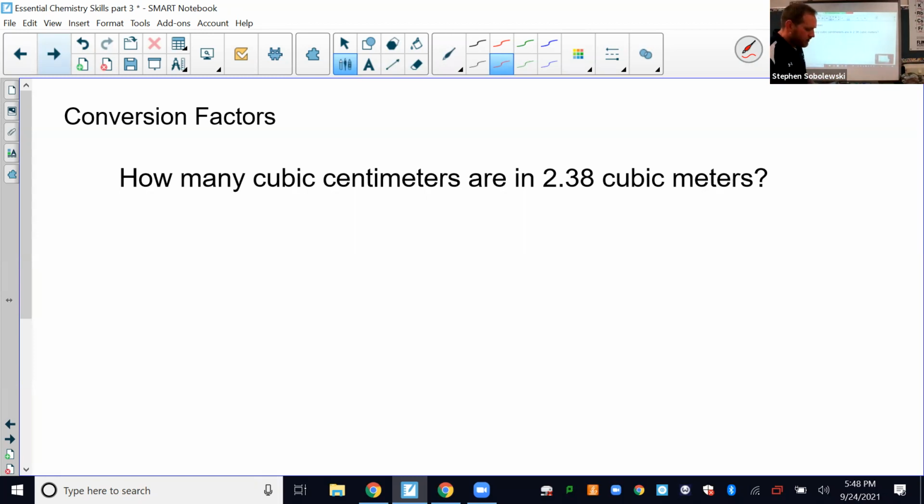Now, to solve this, what I don't suggest you do is write the number of cubic centimeters in a cubic meter. I mean, if you can look that up, but it's deceptive. And the answer is not 100. Let me quickly show you why.